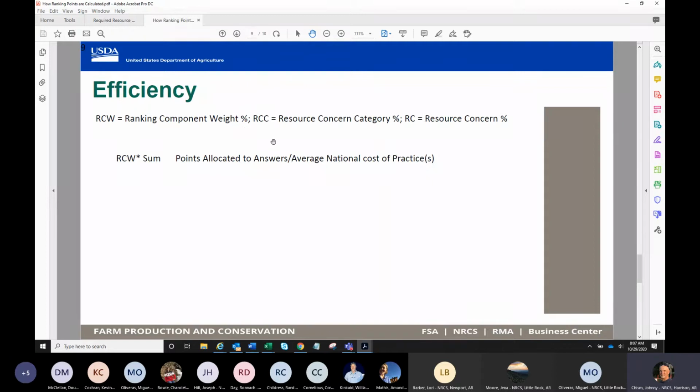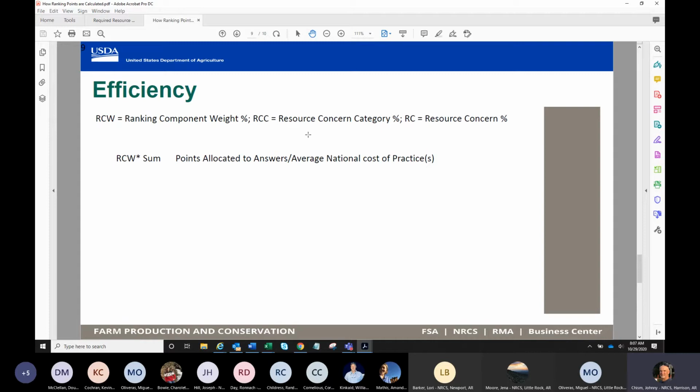The last one is the efficiency, and I'm not exactly sure how it's all calculated, but it's the points allocated to the answers. I'm not sure which answers that is. I think it's probably either the resource component multiplied times the average cost of the practices, so that it gives us an efficiency score.